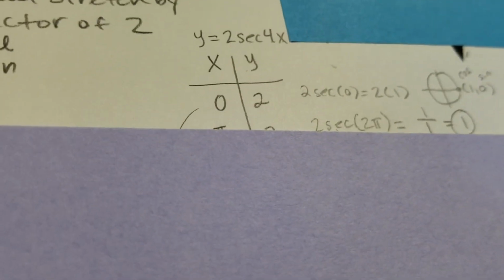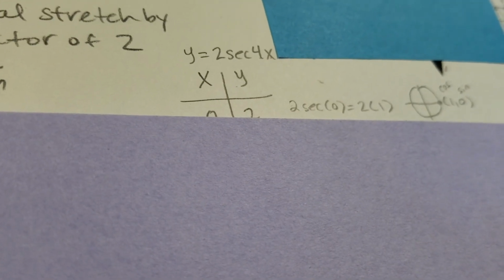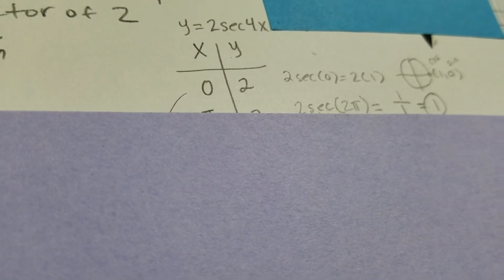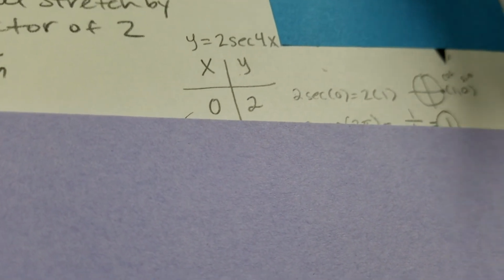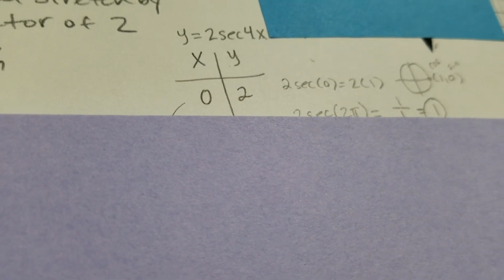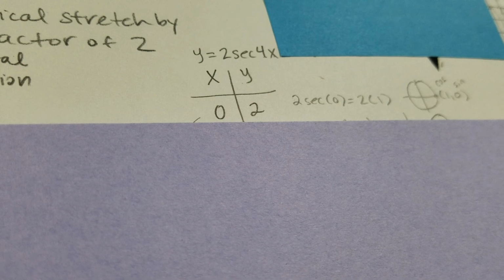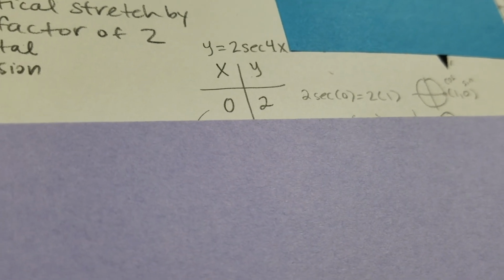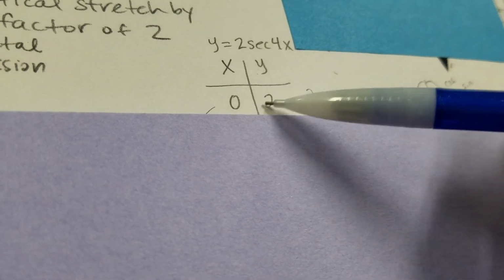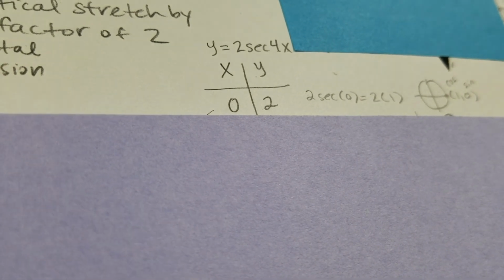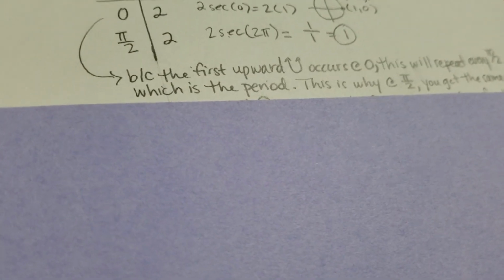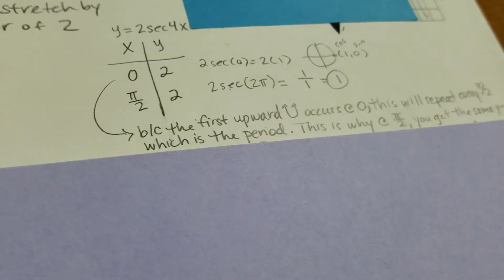Now when you plug it in, all you're doing is evaluating 2 times the secant of 0, because 4 times 0 is 0. So remember, the secant of 0 is 1 over the cosine value. So if you go to 0, the cosine value is going to be 1, so the reciprocal is also going to be 1. And then 2 times 1 will be 2, so our point is going to be (0, 2). Now another good value, we'll talk about why this is a good value, but it's going to be pi over 2.